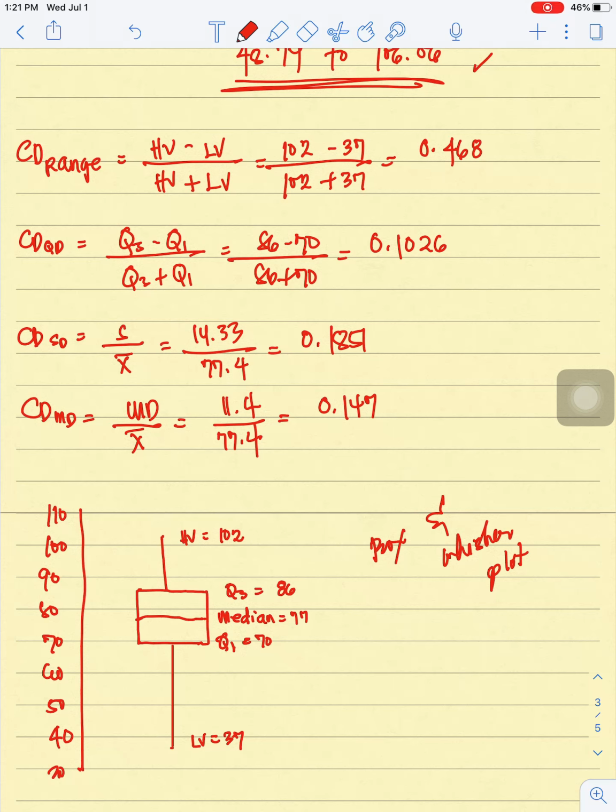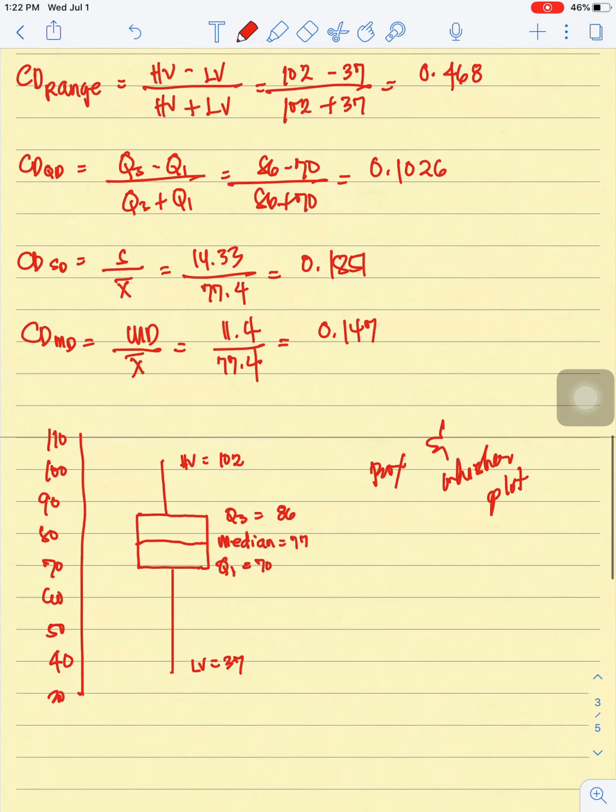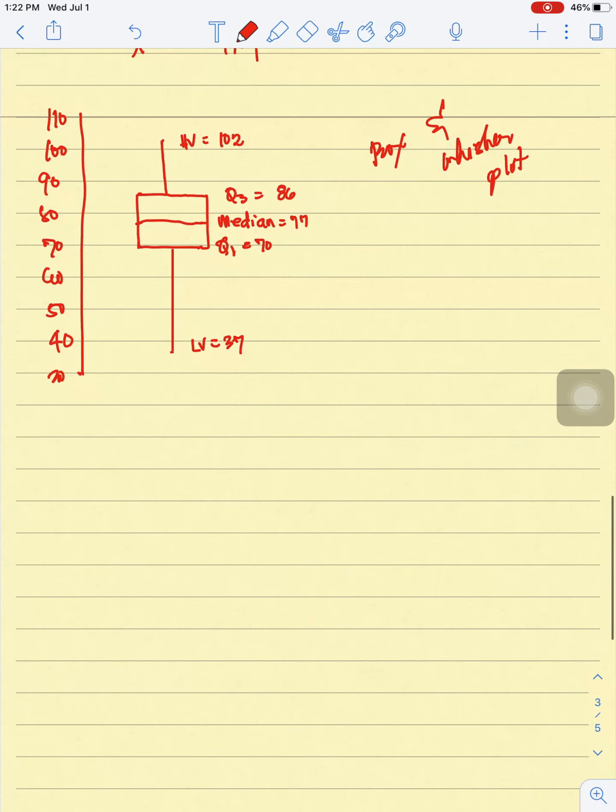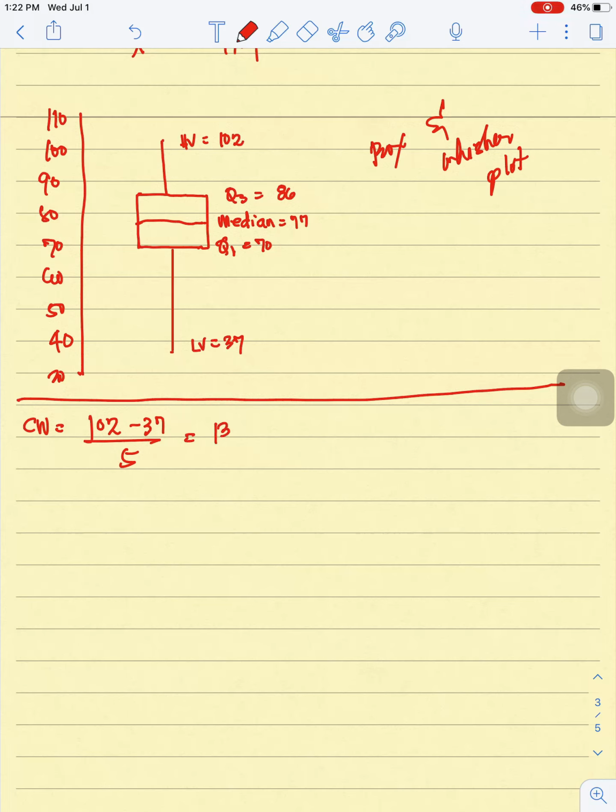Okay, what about the grouped data? Let us have our grouped data here. In our grouped data, we need to develop our frequency table. Let us say I want 5 classes. So the class width is equal to the highest value of 102 minus 37 divided by 5. That would be equal to 13, so this will be rounded up to 14.